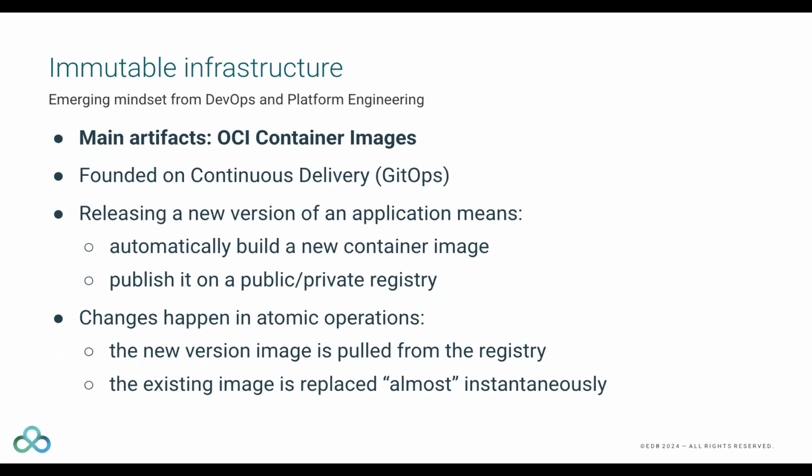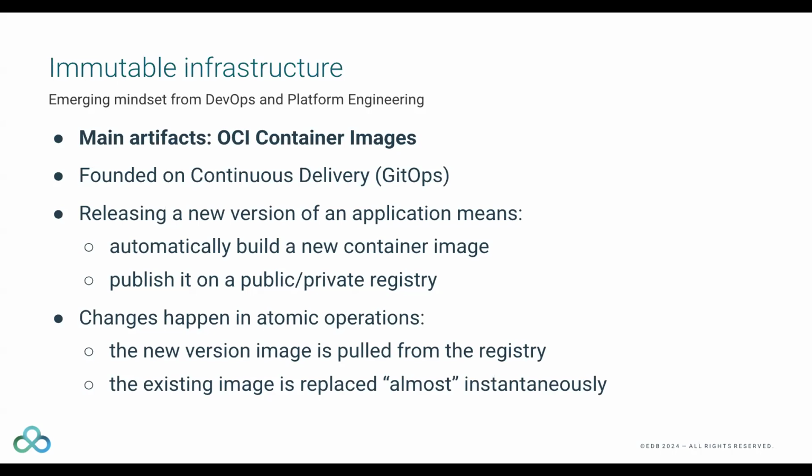On the other hand, immutable infrastructure relies on OCI container images. OCI is a standard. It's the Open Container Initiative, and it's part of the Linux Foundation as well. And immutable infrastructure is founded on continuous delivery, which is the foundation also of GitOps practices. In an immutable infrastructure, releasing a new version of an application, for example, is not updating the system's application. It's building a new image, publishing it on a public registry, and then deploying it. Okay, and changes in the system happen in an atomic way.